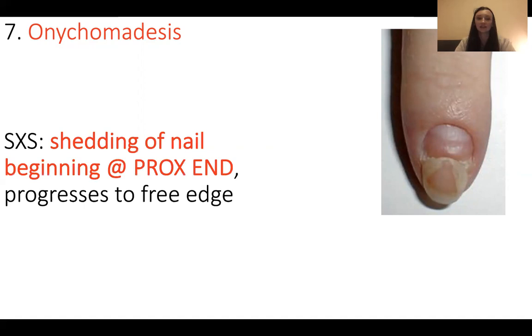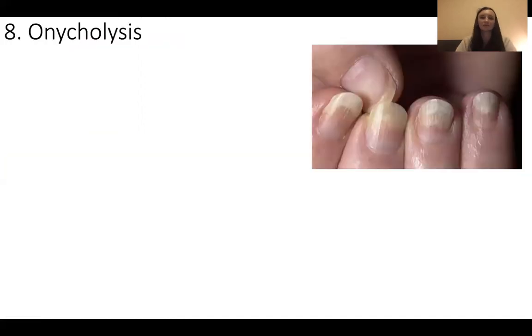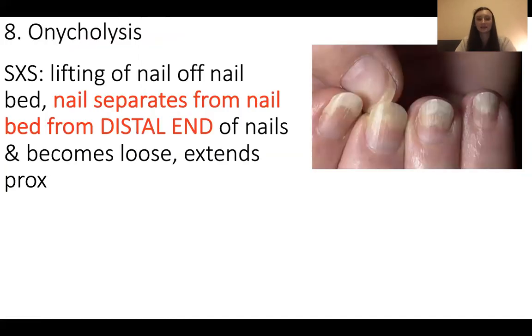Onychomadesis is a shedding of the nail beginning at the proximal end, and it progresses to the free edge. So it sheds backwards. Anyways, make sure that you know that word, what it means. Onycholysis is going to be a lifting of the nail as it separates from the distal end and it becomes loose. I'm sure it's not painful, but it just sort of hurts me inside.